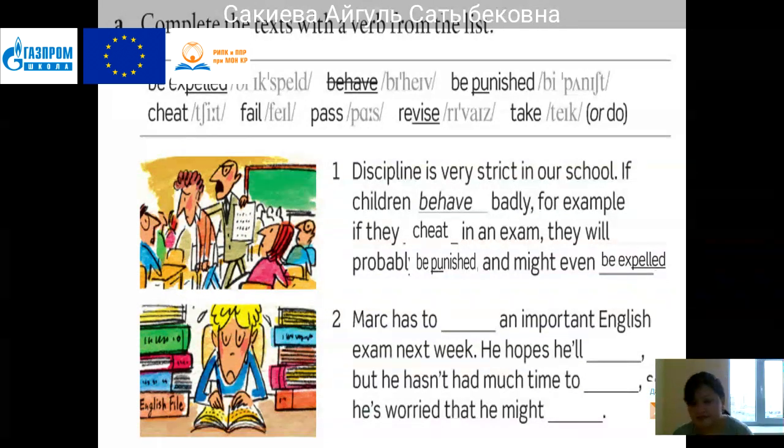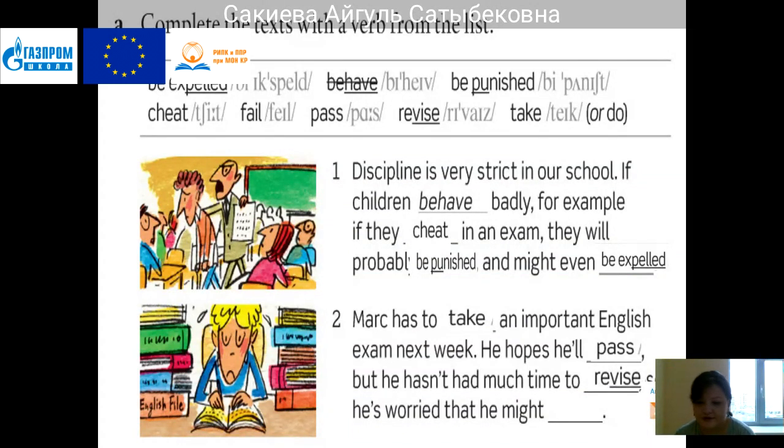Okay, the second one. Mark has to an important English exam next week. Take, revise, yes, this is take. And he hopes he will, but he hasn't had much time to what? Yes, pass. Good job, Akhtam. And what about the next one? But he hasn't had much time to what? To revise, Nursultan. Excellent. Good job.